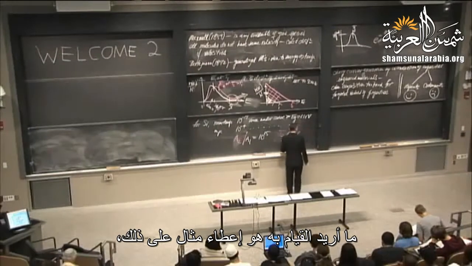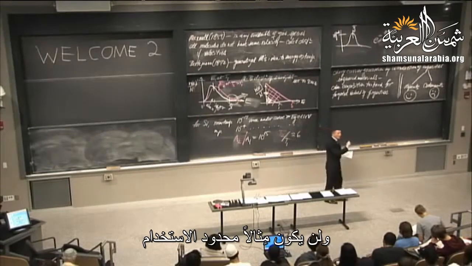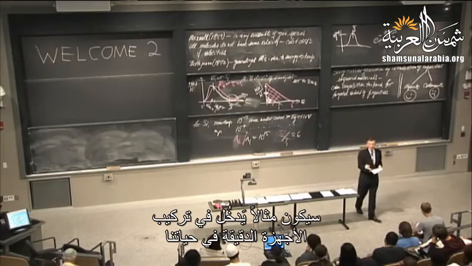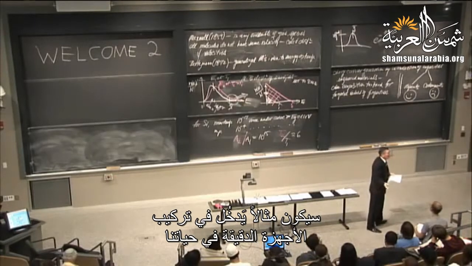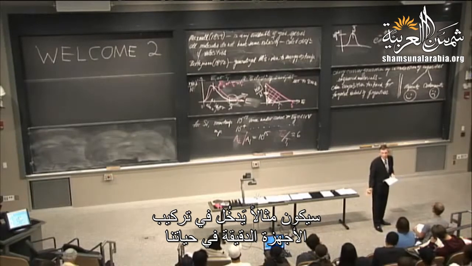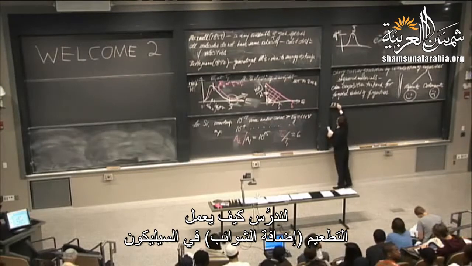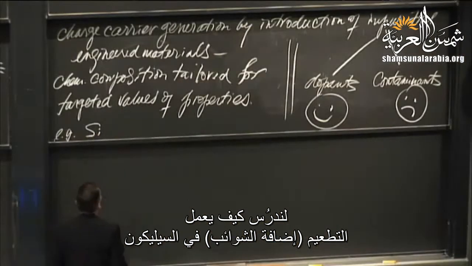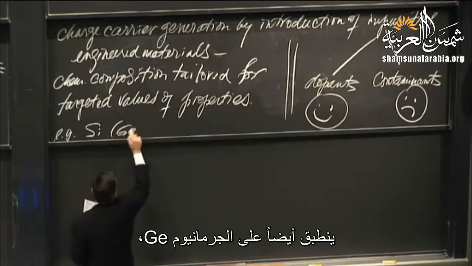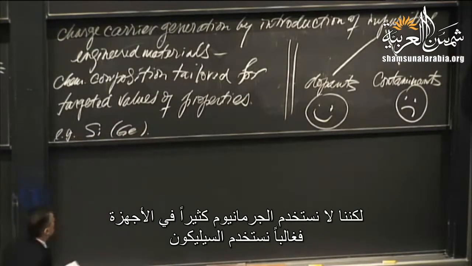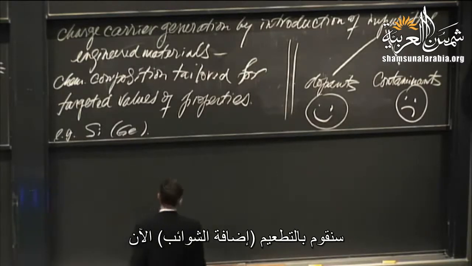So what I want to do is give a vivid example of this, and it's not going to be an isolated example. It's going to be the example that pertains to all of the microelectronic devices in our world. So that's silicon. Let's look at how doping works in silicon. It also applies to germanium, but we don't use much germanium in devices. It's dominantly silicon.